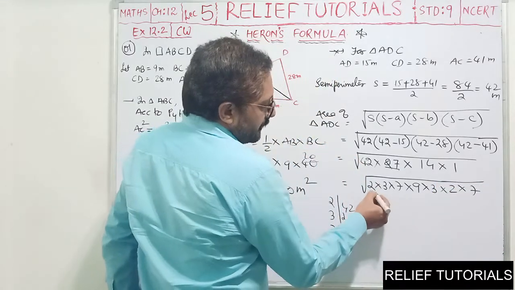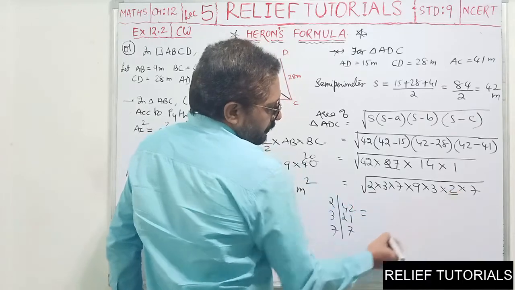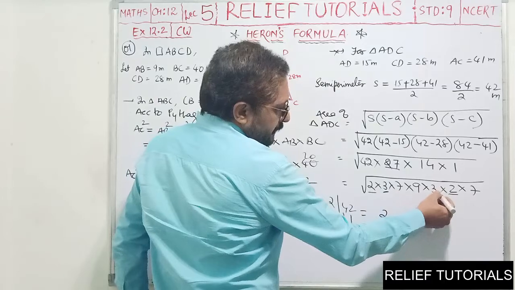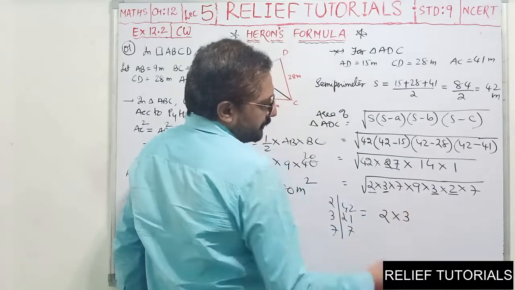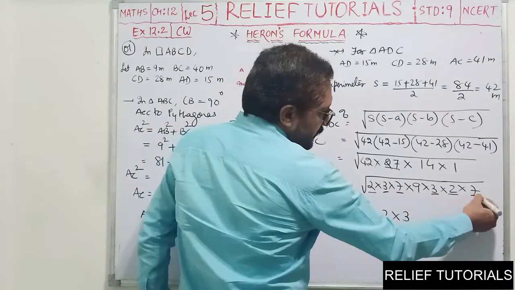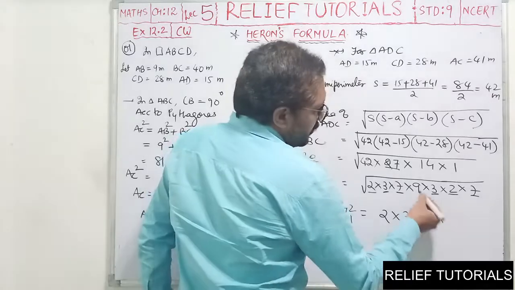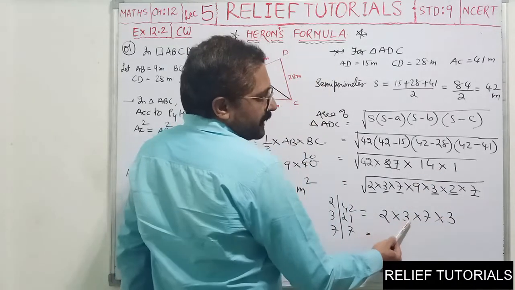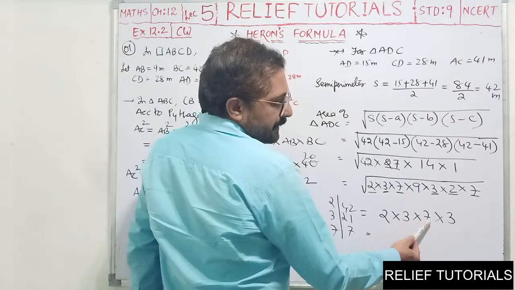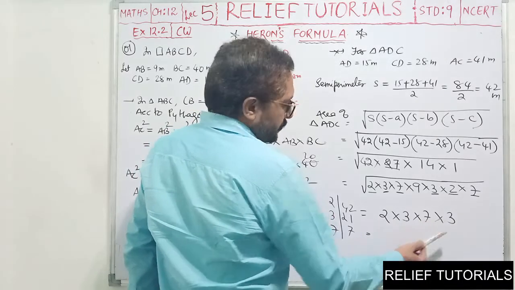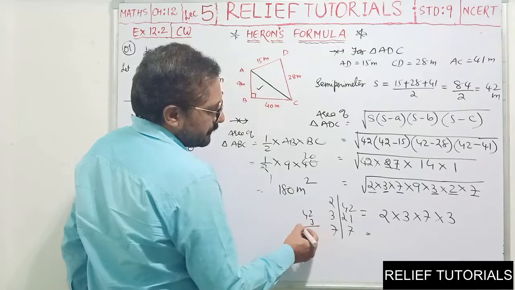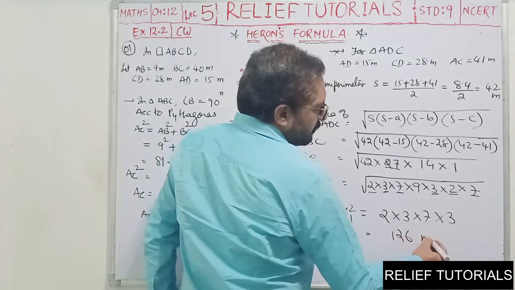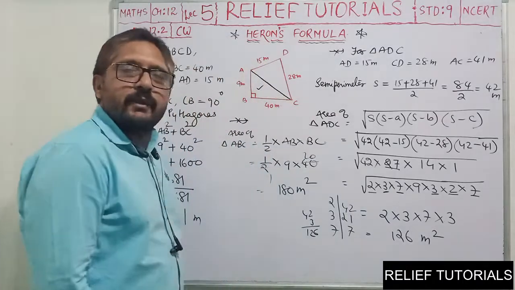See now, this 2, this 2. 2 2s are 4, so the root is 2. Here 3, 3, a pair, so we'll take one 3. Here 7, 7, so you'll write 7. Root of 9 is 3. So 2 3s are 6. 6 7s are 42. 42 3s are 126. Answer will be 126 meter square.